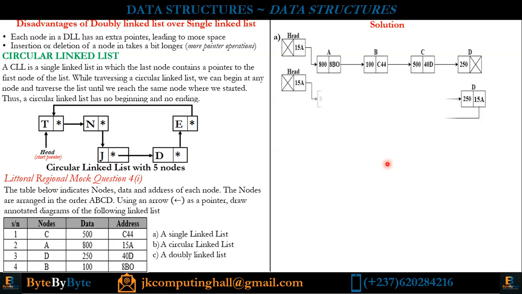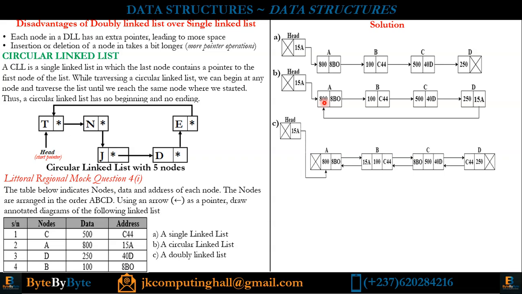For a circular linked list, we will simply have the same thing, with the difference that the pointer of D will not be null, but it will instead contain the address of A, and the address of A is 15A. So the difference between this and this is that instead of having a null pointer for the last element, I simply have the address of the first element.